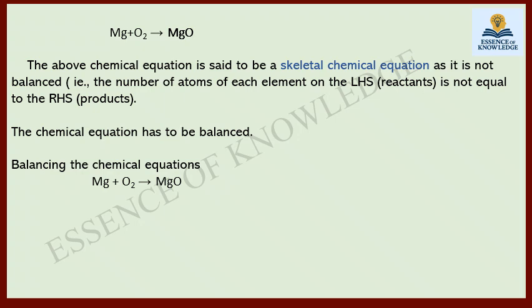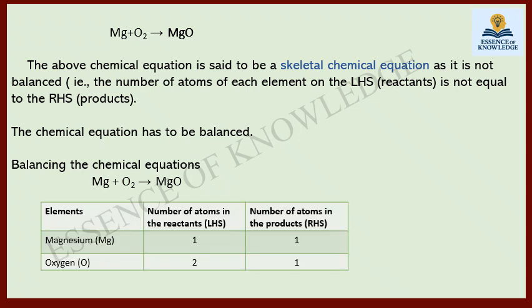So how to balance this chemical equation? Let's see how to balance it. Mg plus O2 gives MgO. In this, two elements, magnesium and oxygen, are involved in the chemical reaction. The number of atoms in the reactants, that is the left hand side: magnesium has only one atom and oxygen has two atoms. And the number of atoms in the products, right hand side: magnesium has one atom and oxygen has one atom.